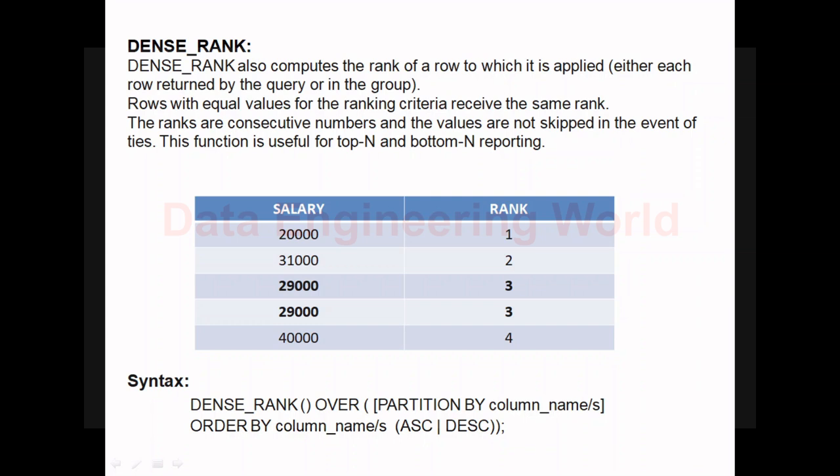If we look at the table where we have the salary and the corresponding dense ranks, in the event of the tie for the salary 29,000, it assigns the same rank to both the salaries, but when it calculates the next rank in the table, it does not skip the number as it was skipping in the case of rank.